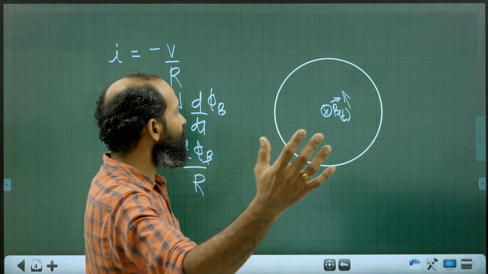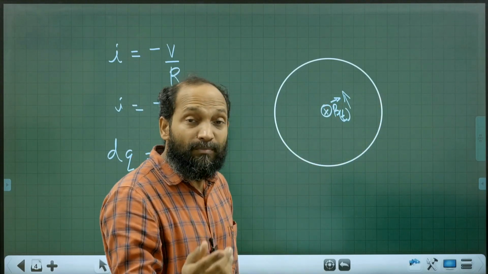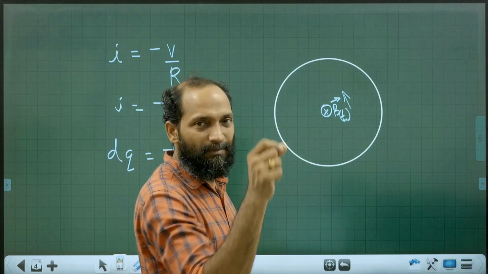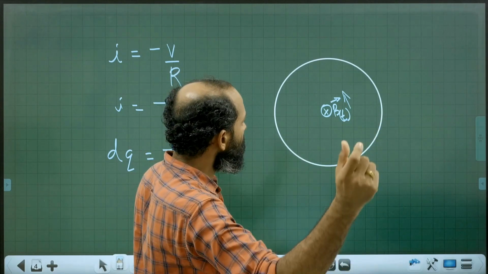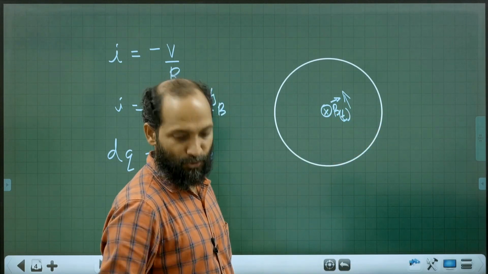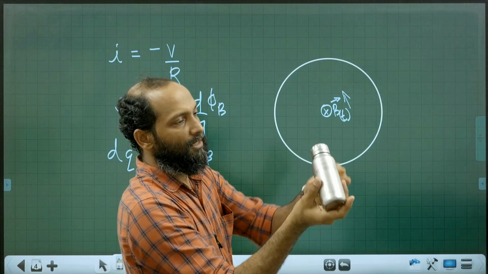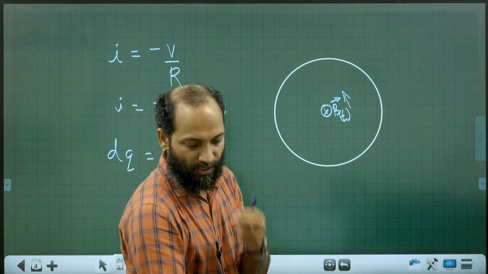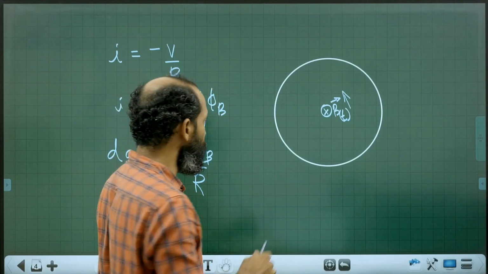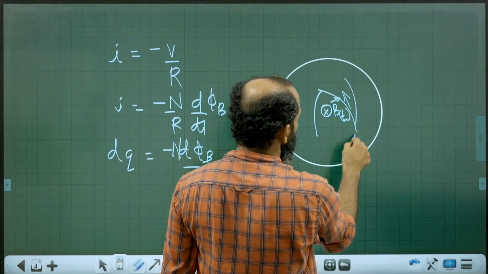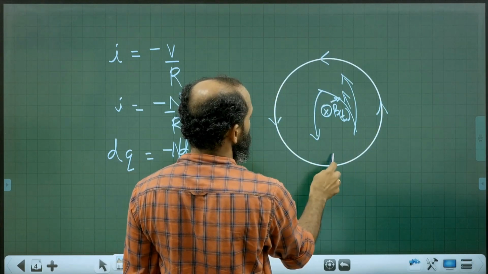If the magnetic field is directed inward and that inward magnetic field is increasing, you can imagine that there is the north pole of a bar magnet approaching close to this. When a north pole is approaching, like this top cap of a bottle, to oppose the approach of the north pole, the nearer face of the closed loop becomes north, for which the current in that coil is anti-clockwise. So the current in that coil is anti-clockwise.